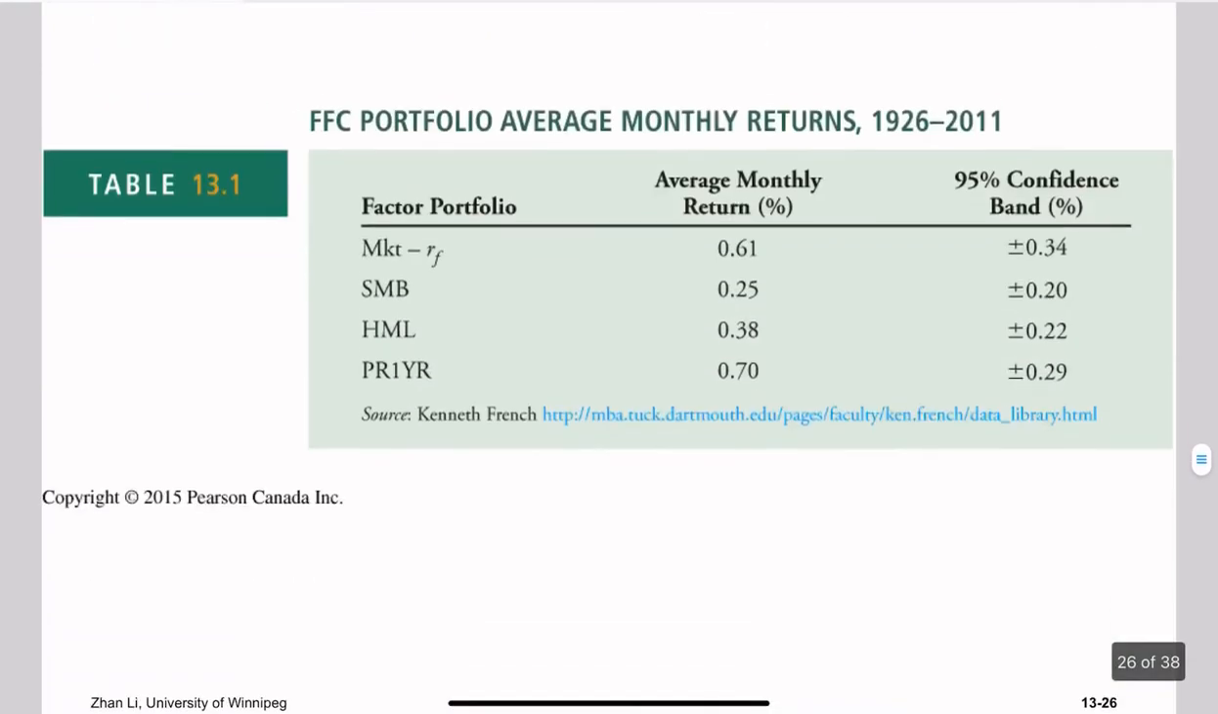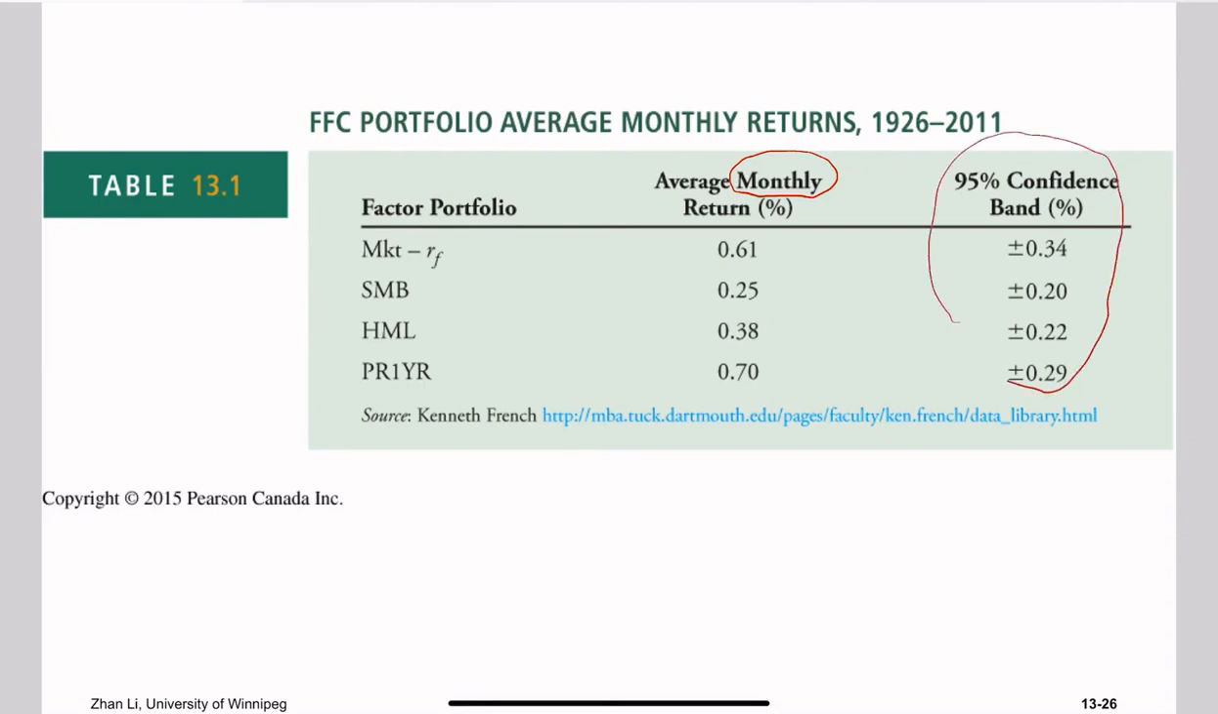Okay, great. So here we have the table which tells you the average per month return for these factor portfolios. You have to be careful with this table because you have monthly returns, right? It's not an annual return. So if a problem asks about annual returns, then you have to convert from monthly returns to the annual return, right? And here you have this 95% confidence band.